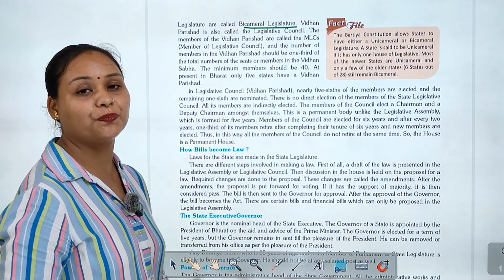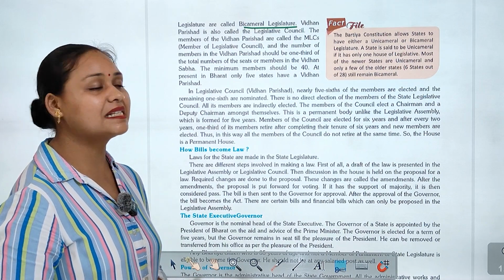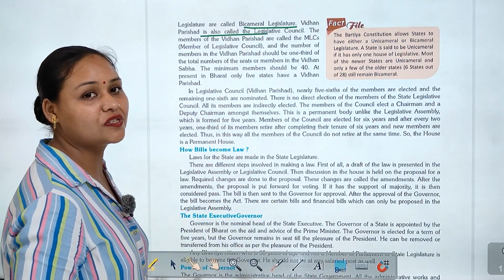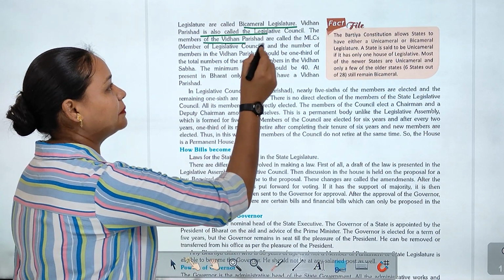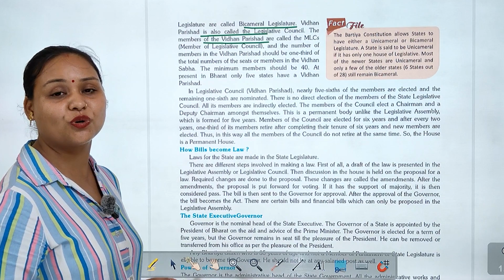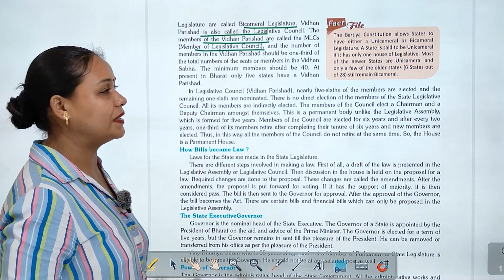यहाँ तक कि इसी को जब दो भागों में डिवाइड कर दिया जाता है उसे bicameral legislative कहते हैं. विधान परिषद is also called the legislative council. The members of the विधान परिषद are called the MLC. विधान परिषद में कौन लोग बैठते हैं? MLC, member of the legislative council.